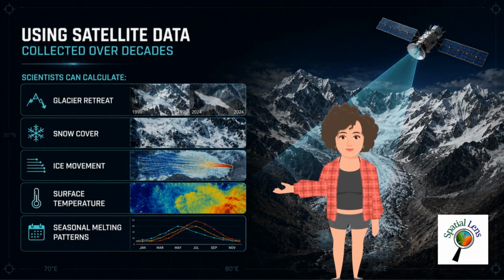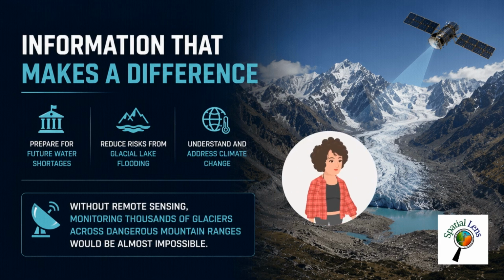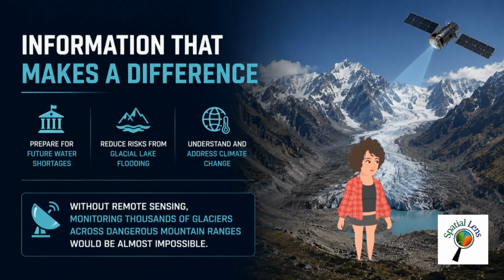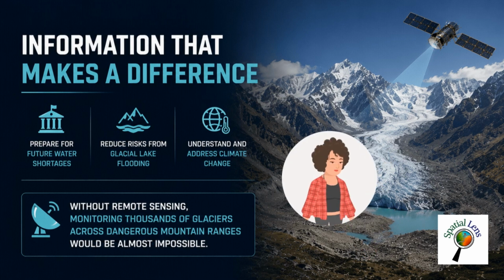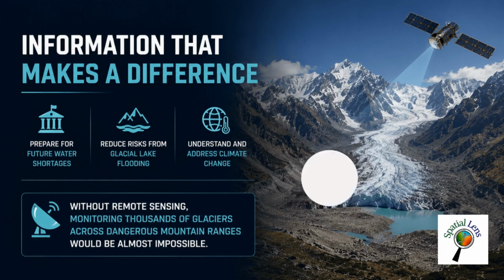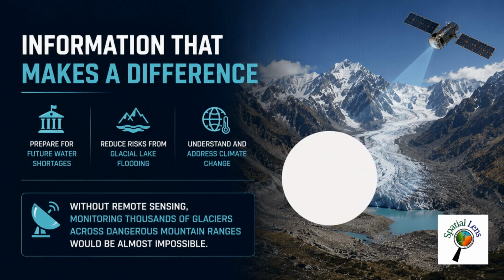Using satellite data collected over decades, scientists can calculate glacier retreat, snow cover, ice movement, surface temperature, seasonal melting patterns. This information helps governments prepare for future water shortages, flooding from glacial lakes, and climate change. Without remote sensing, monitoring thousands of glaciers across dangerous mountain ranges would be almost impossible.